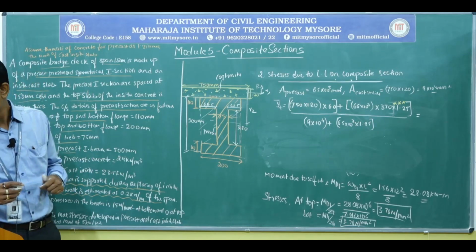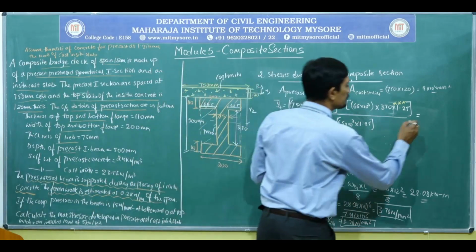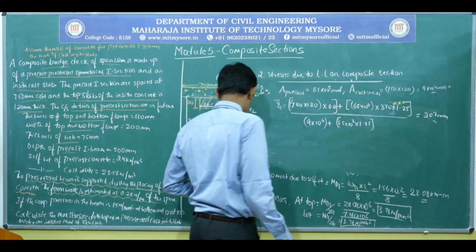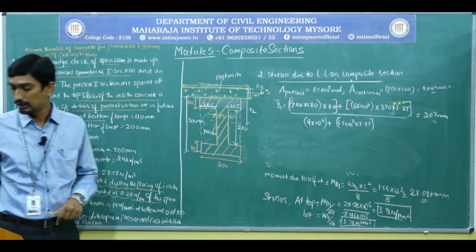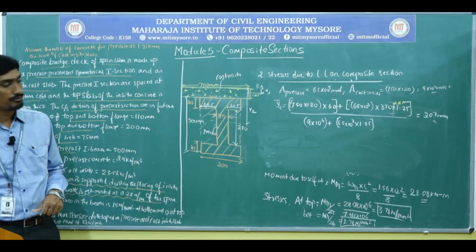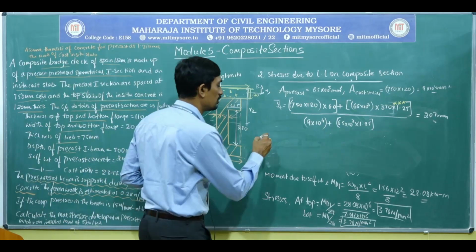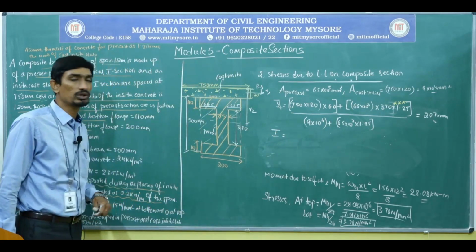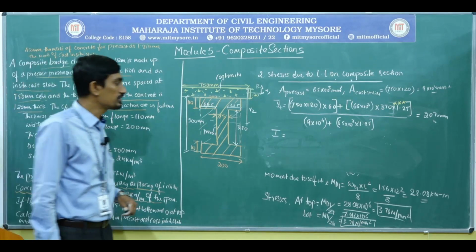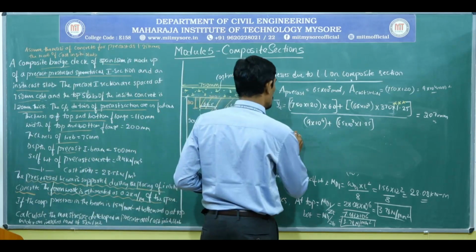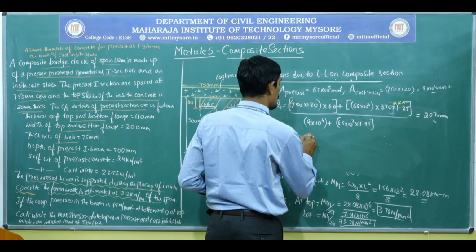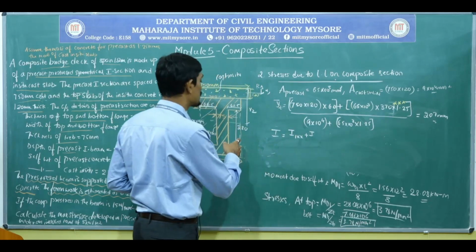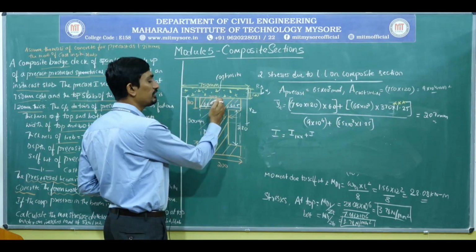So for this, the answer will be 207 millimeter. So 207 millimeter, this will be your YT. Okay. Next, coming to the moment of inertia. So how to calculate the moment of inertia? The same thing. Now moment of inertia of the first section about the centroidal axis, that is cast in situ. But precast we need to consider individually.